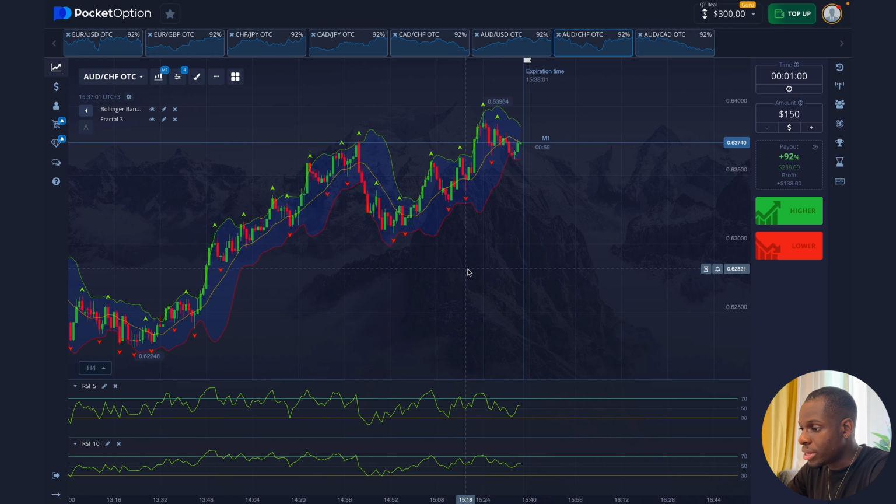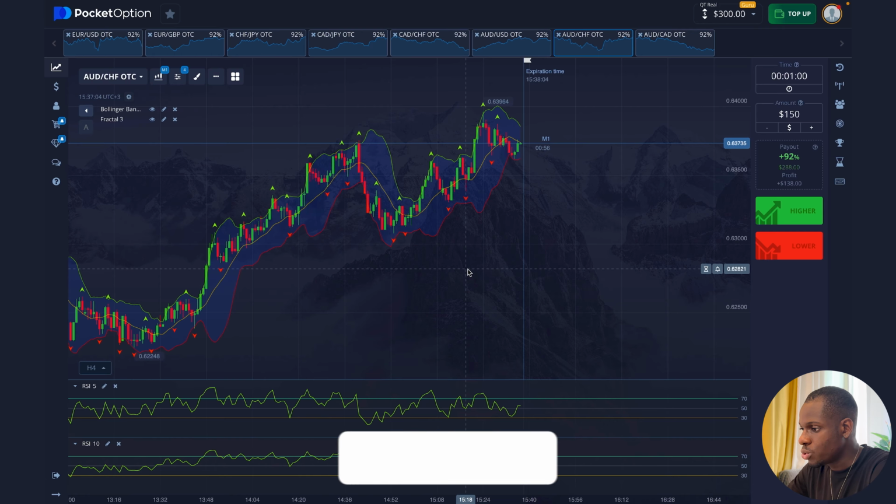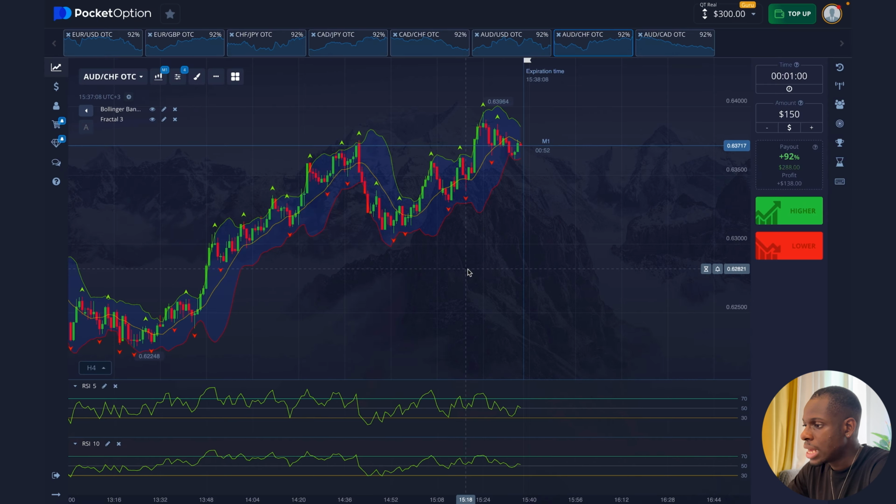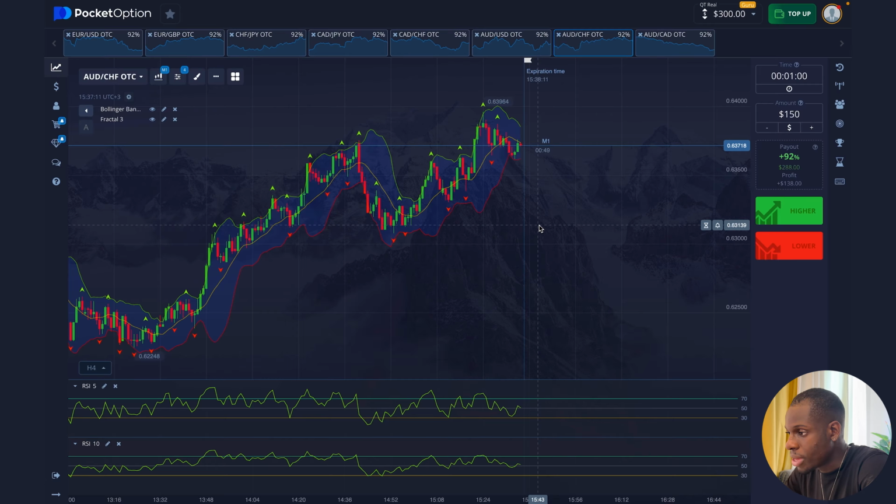I'm starting with a 1 minute time frame for all the trades, just like I usually do. The first trade is going to be half of my balance, which is $150. Let's see how much we can make from today, guys.